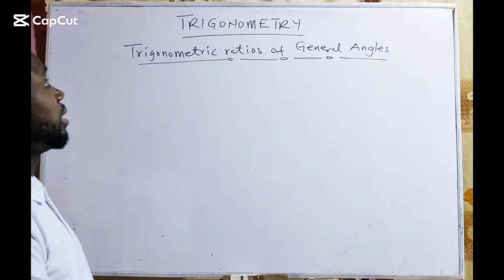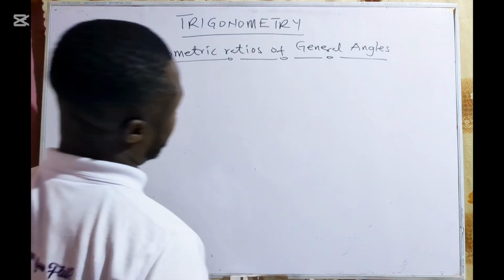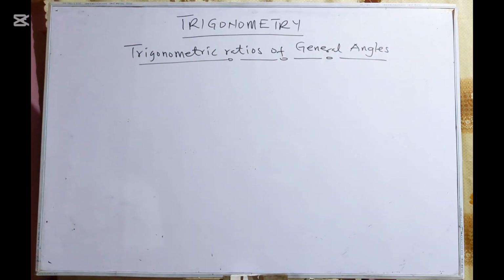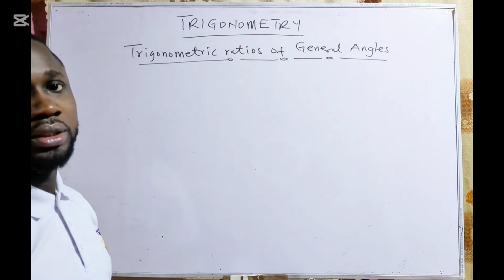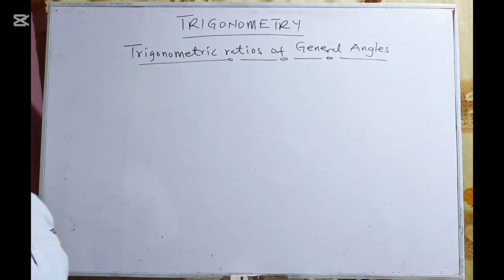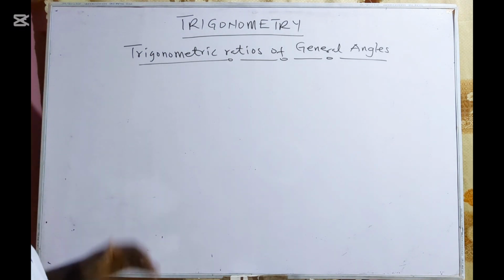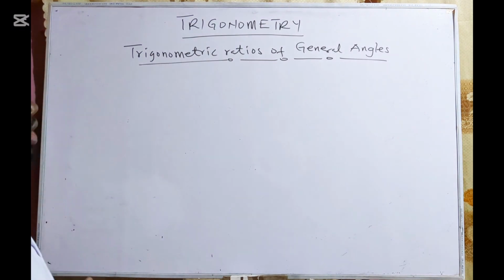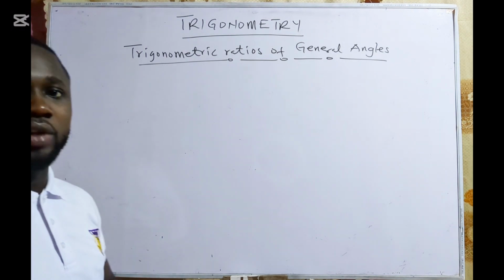Hello, welcome to our lesson on trigonometry, and we are going to look at trigonometric ratios of general angles. In our previous lesson, we considered trigonometric ratios of 30 degrees, 45, and then 60 degrees. Now we are going to look at the general angle, that is from 0 to 360 degrees. So we are going to consider trigonometric ratios of the various angles, not only acute. We look at the obtuse and then the reflex also.